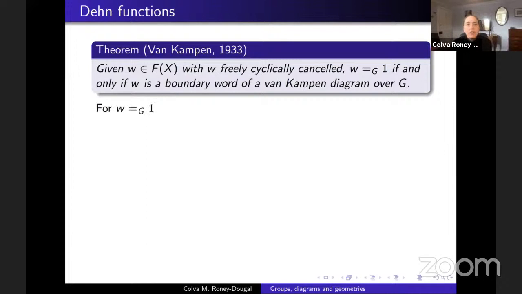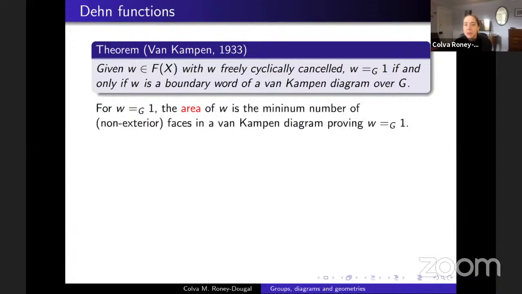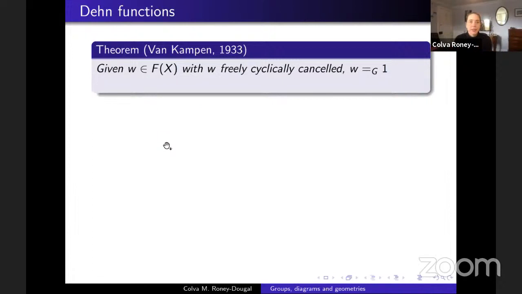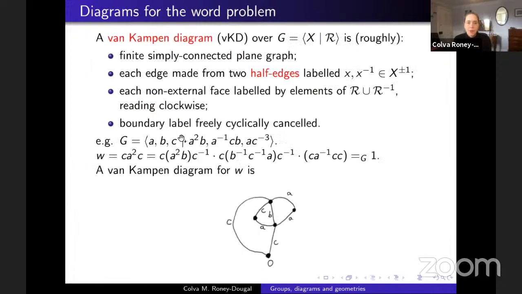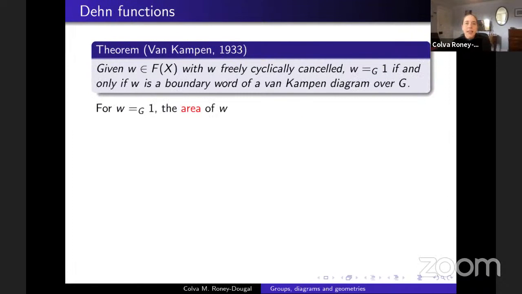So if a word is equal to the identity in the group, then its area is the minimum number of faces, sorry, I've misspelled minimum, in a diagram proving it. So on the previous slide, we had some faces. So here, W has area 3. C A squared C has area 3 because I've managed to prove it with 3 faces, and you can convince yourself that I couldn't have proved it with fewer than 3 faces, so I couldn't have done it with just 2. So that's what the area is.